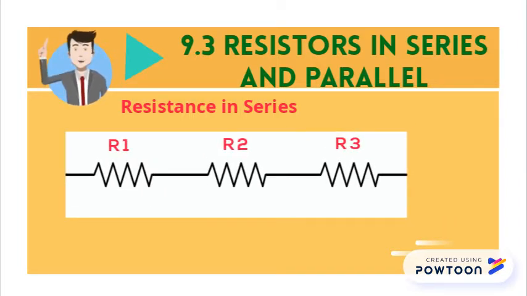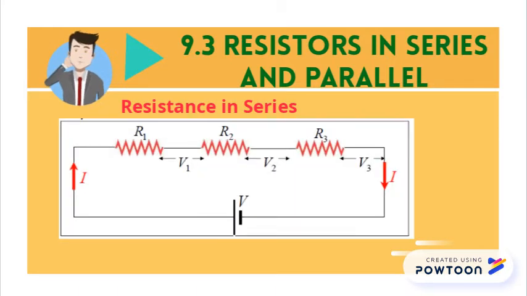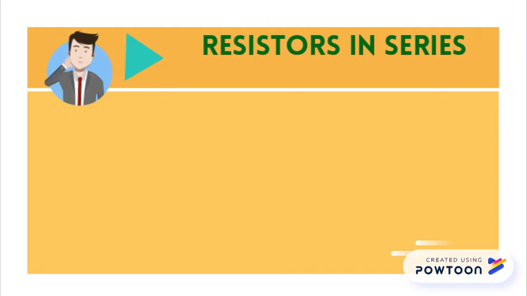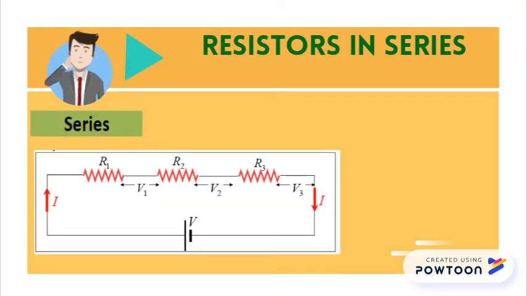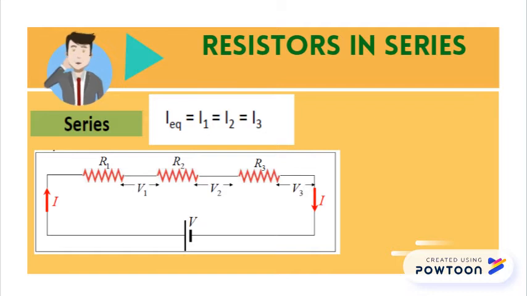Since all the current flowing through the first resistor has no other way to go, it must also pass through the second resistor and the third, and so on. The resistors in series have a common current flowing through them, as the current that flows through one resistor must also flow through the others, as it can only take one path.